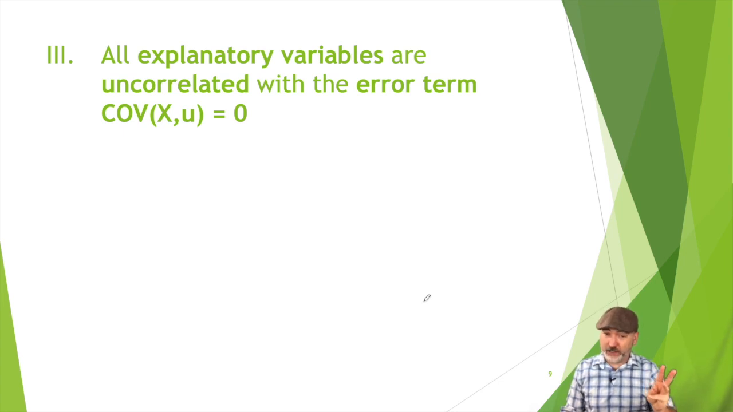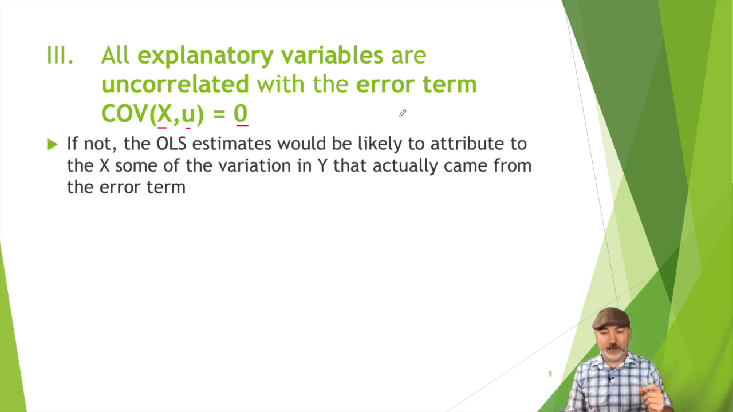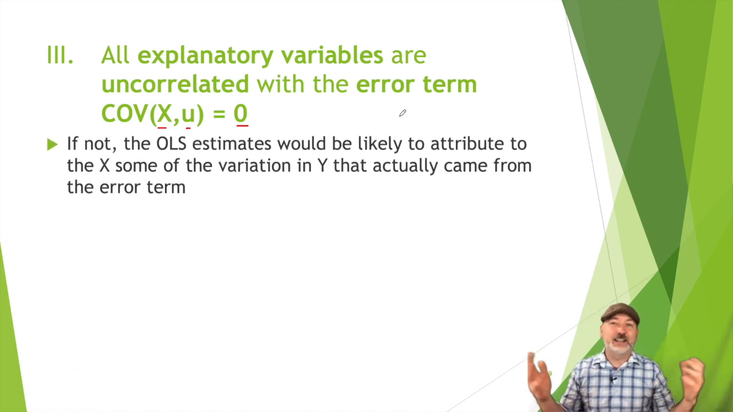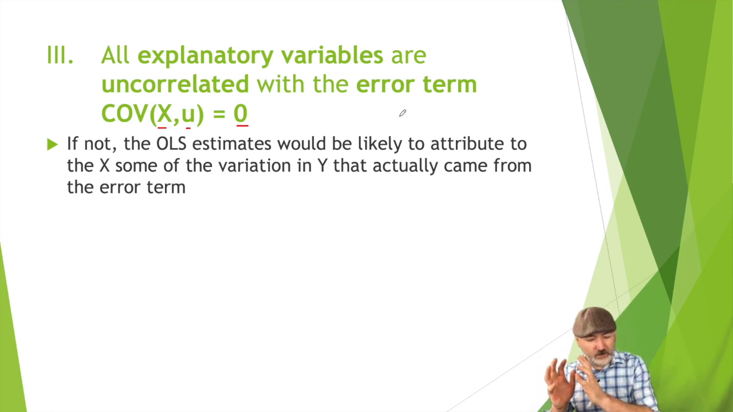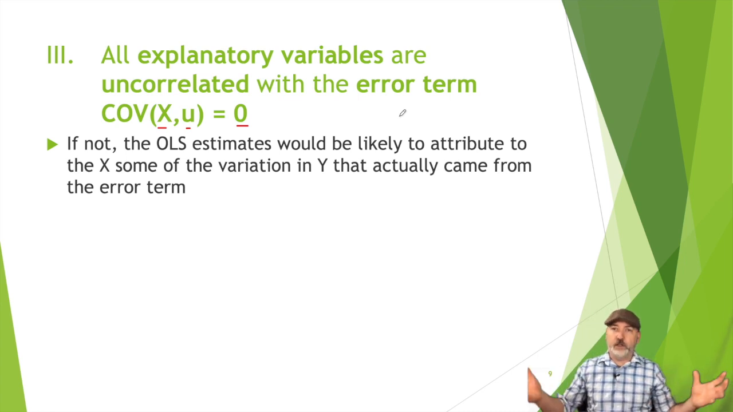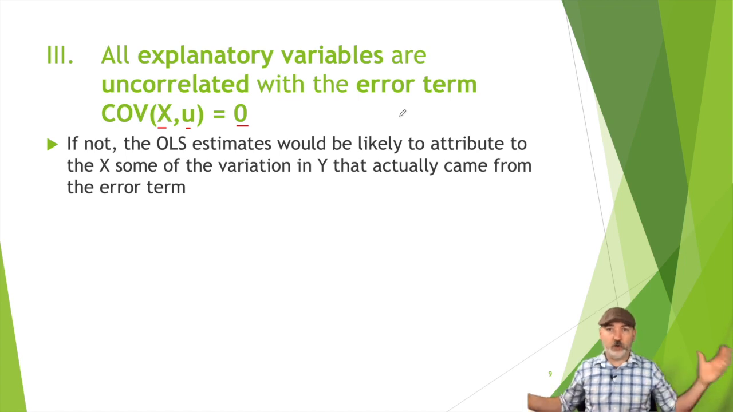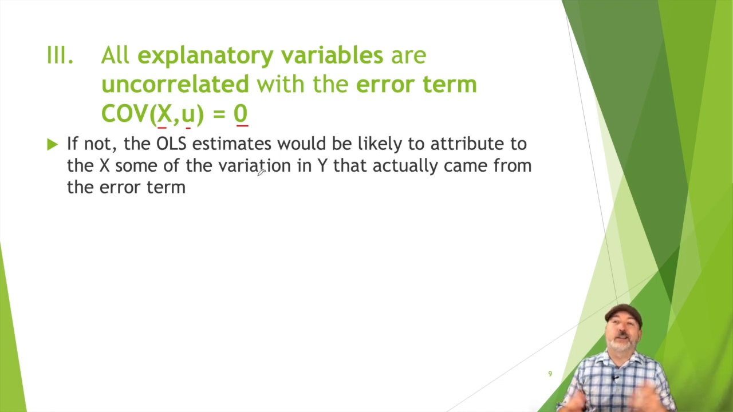So now assumption number 3: the covariance between every x variable and our error term should be 0. All explanatory variables are uncorrelated with the error term. And again, this seems obvious. If we did everything right, if all of our x variables account for the explained variation in y, then everything else has to be random, and random variables are uncorrelated with everything. So it stands to reason it's going to be uncorrelated with x. The problem is, rarely do we get it exactly right. So the assumption is that we do.